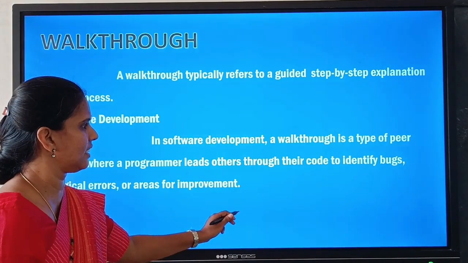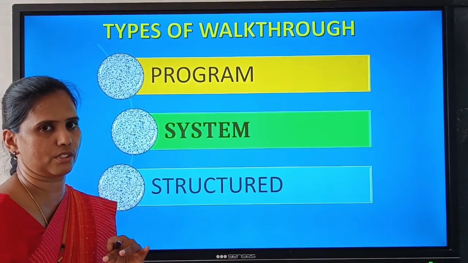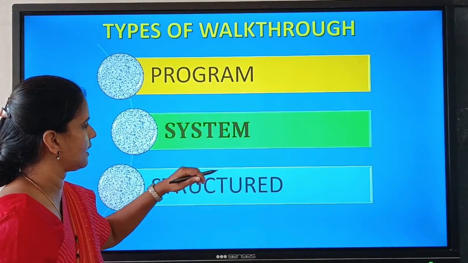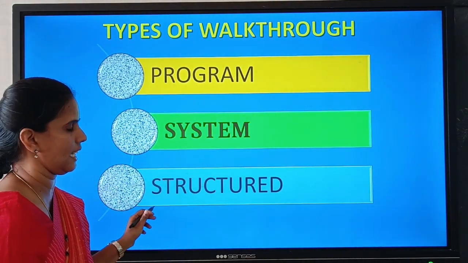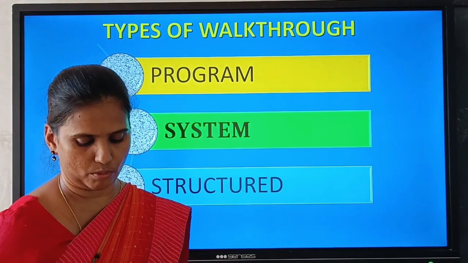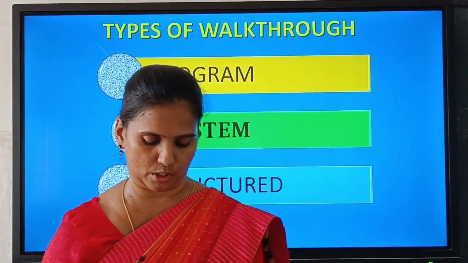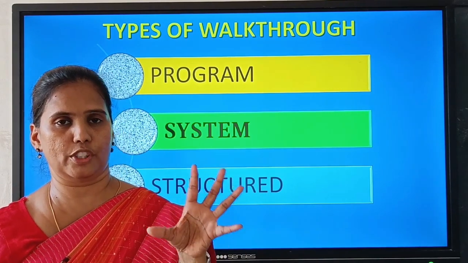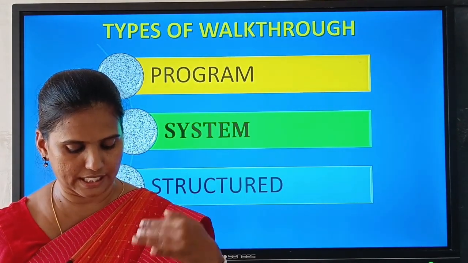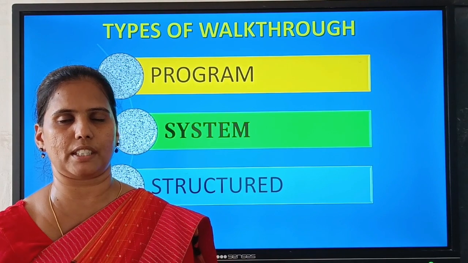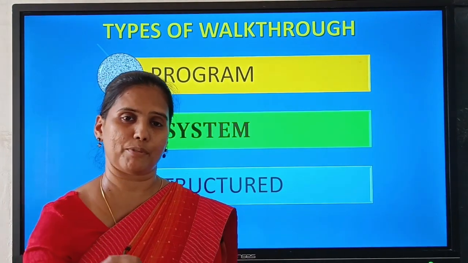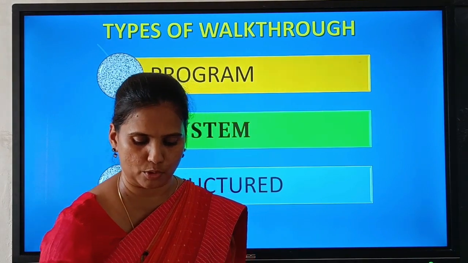So in this testing, we have three processes. The first one is program walkthrough, the second one is system walkthrough, and the third one is structured walkthrough. So what is a program walkthrough? Program walkthrough is a unit of programs. The unit of programs, whether they check the program, whether the software is installed properly, and whether the software is very apt for the customers. So that is called program walkthrough.